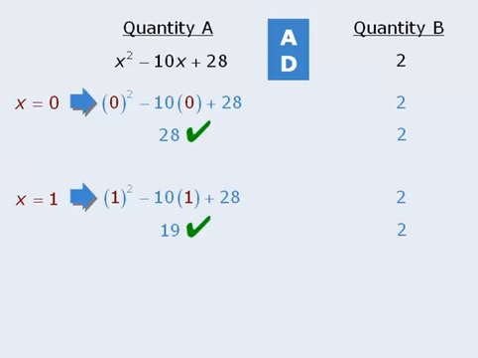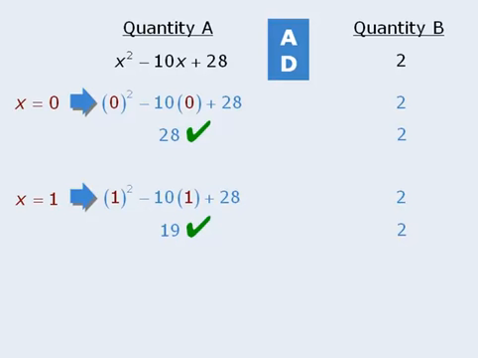Now, if you decide to plug in more values and you get contradictory results, then you can be certain that the answer is D. Conversely, if each result keeps showing that quantity A is greater, then it's quite possible that A is the correct answer. At this point, the choice is up to you, depending on the time you have remaining in the test.